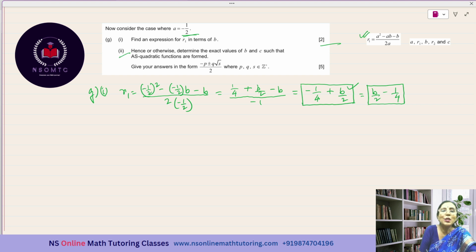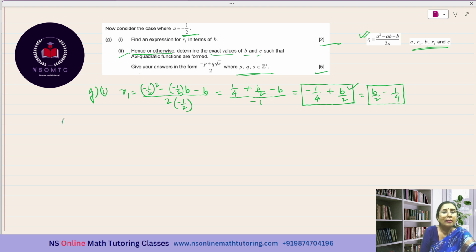Subpart II: hence, or otherwise, you may take the help of the previous subpart, or use another method also. Determine the exact values of b and c such that A's quadratic functions are formed. That means A, R1, B, R2, and C form an arithmetic sequence. Give your answers for B and C in the form minus P plus minus Q times root S over 2, where P, Q, and S belong to the set of positive integers. It carries 5 marks.